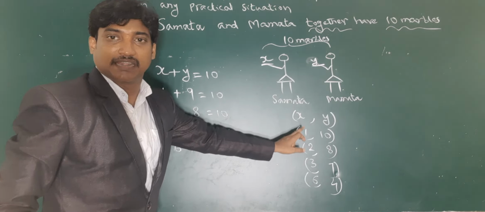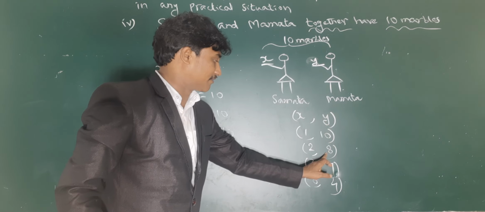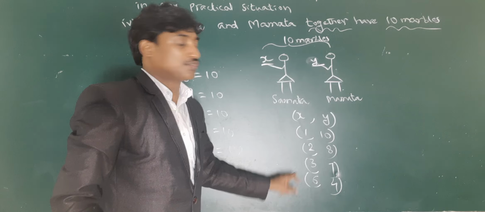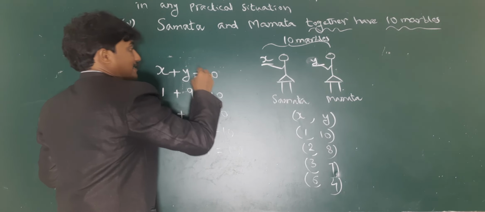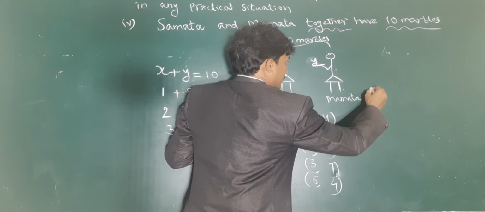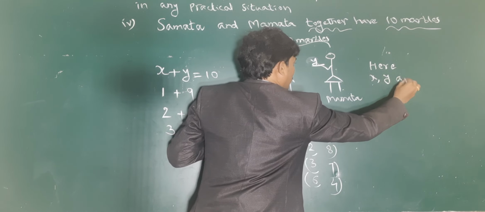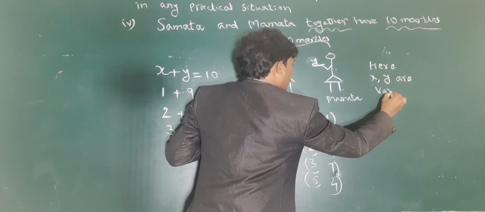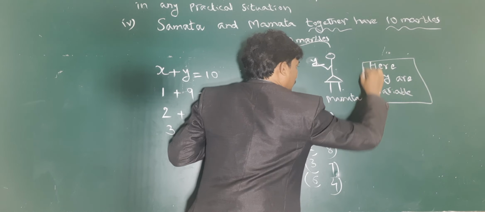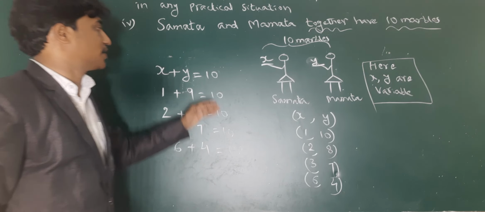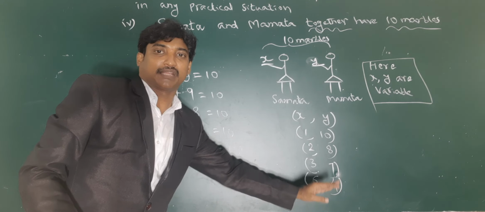Here x is taking different values, and y is taking different values based on x. So here x and y are variables. A variable is a quantity that may change within the context of a mathematical problem.